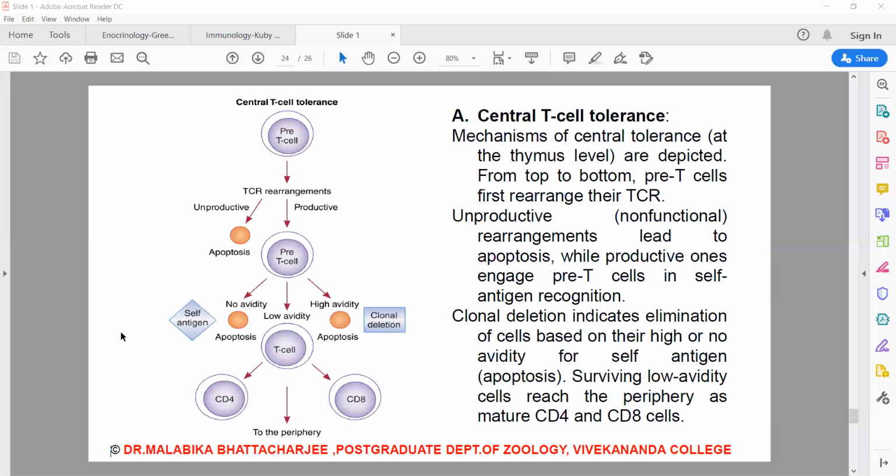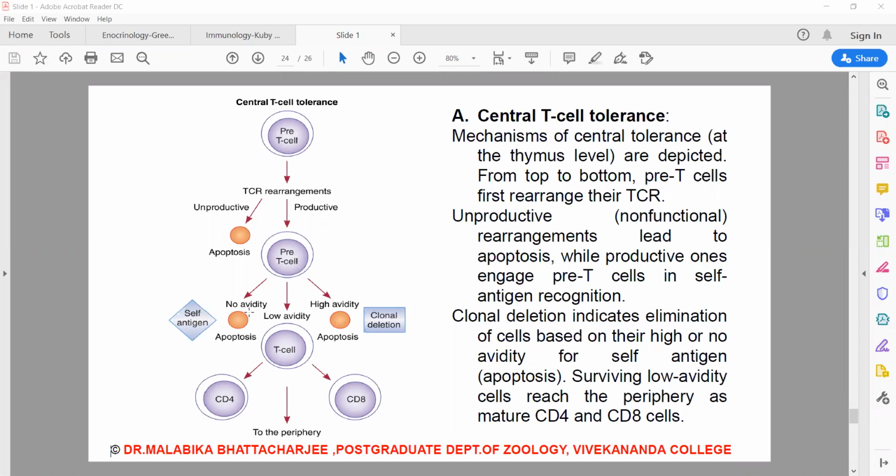This is a picture of the central tolerance, that is the tolerance that we observed in the thymus. If there is a TCR rearrangement, there is a productive rearrangement. I'm not getting into what is productive rearrangement. Students from my PG batch are now aware what is a productive rearrangement and what is unproductive rearrangement. But for fourth sem, let's stick to that at the DNA germline level, if the rearrangement is not proper, those cells are forced to die. If the germline DNA is properly rearranged for the alpha and the beta chain, we get the pre-T cell.